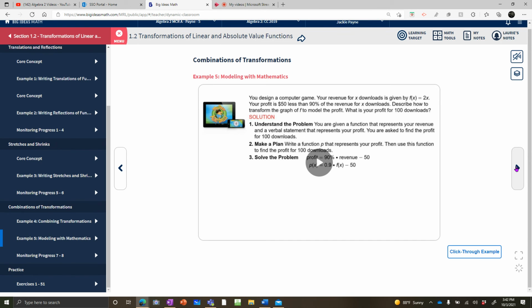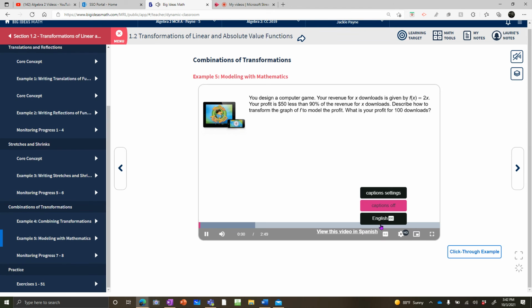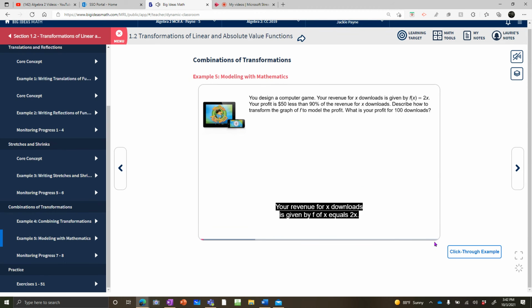Here's another one where it's actually a real-life problem. You design a computer game. Your revenue for x downloads is given by f of x equals 2x. Your profit is $50 less than 90% of the revenue for x downloads. Describe how to transform the graph of f to model the profit. What is your profit for 100 downloads?